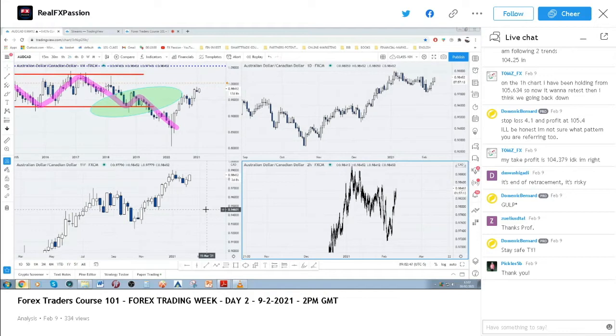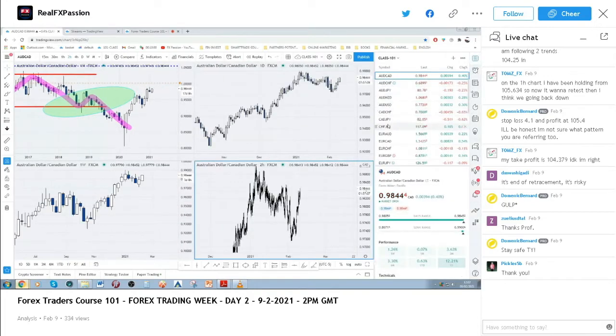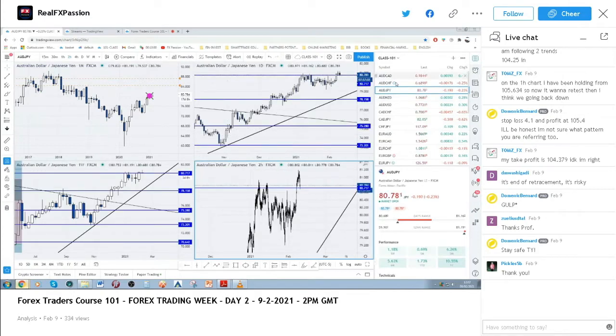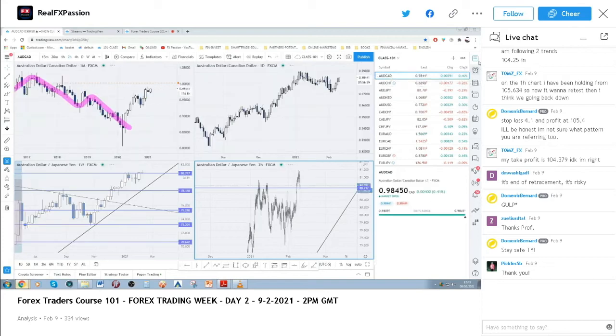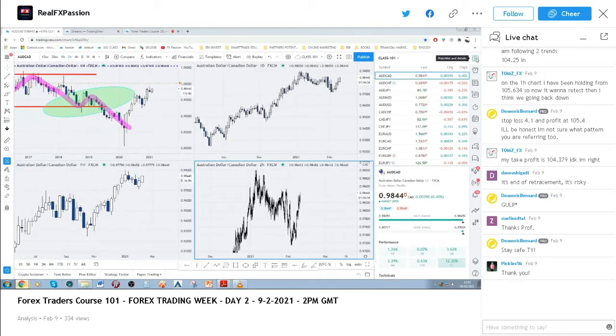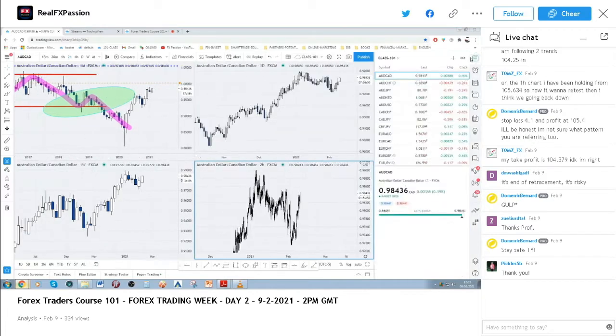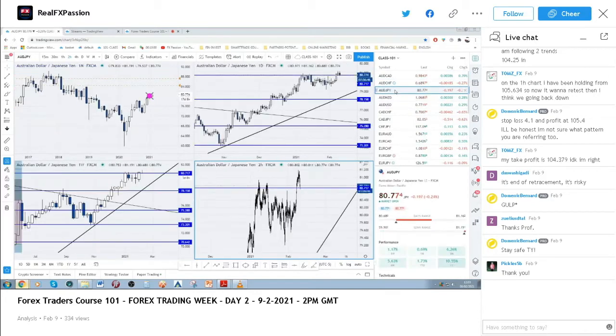DNW, AUDJPY 1 hour chart. Okay, do you want to go? So let's open AUDJPY first. AUDJPY. So do you want to go long, or do you want to go short? DNW, do you want to go long? Do you want to go short? And where is AUDJPY? There you go. Hello, Sultan. How are you? Sell.